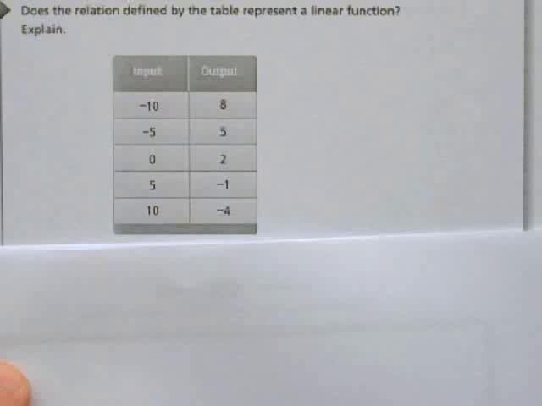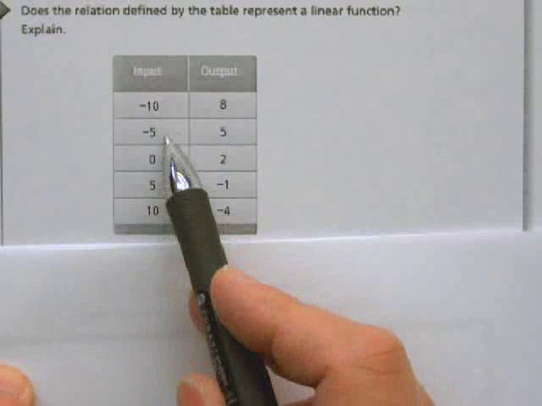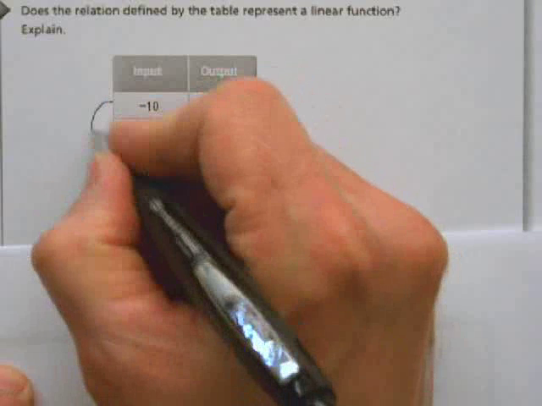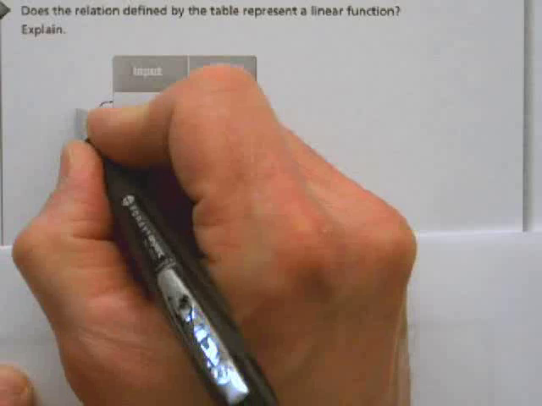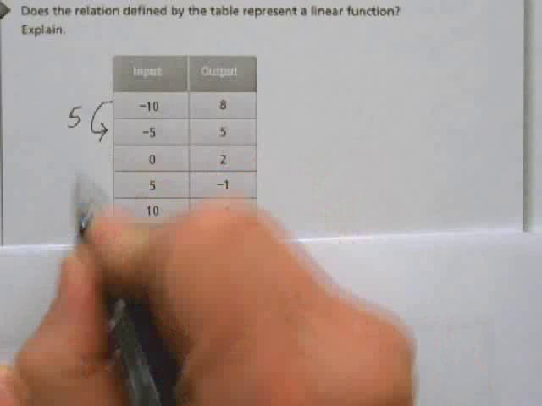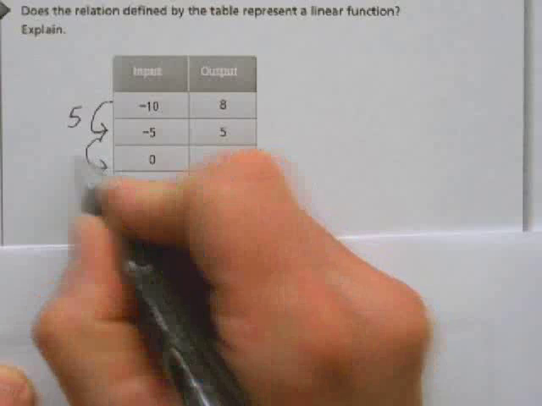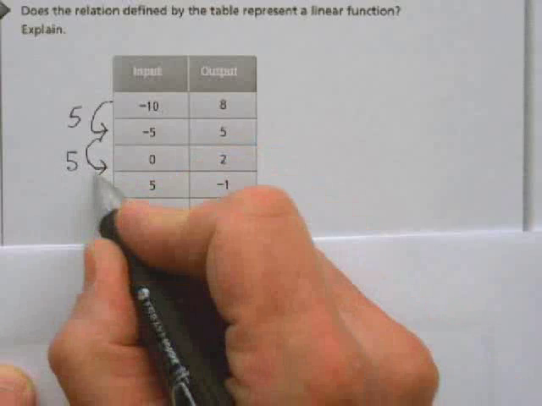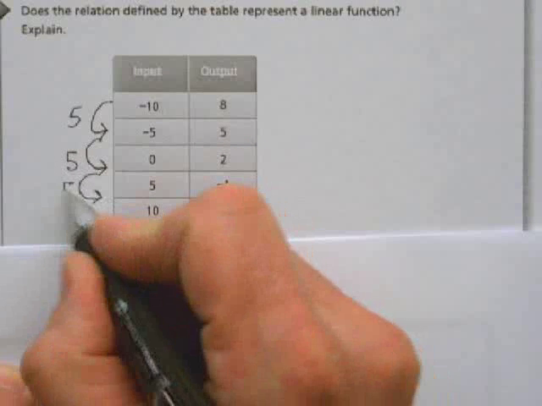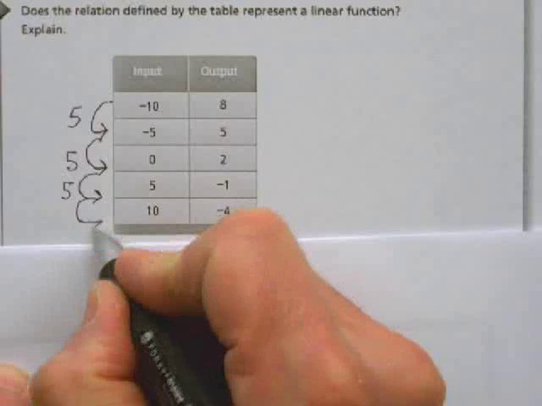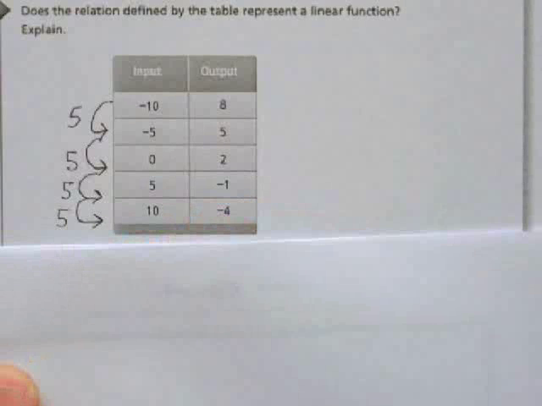I'm going to start here with my -10 to -5. Between these two points, this would be going up 5. -5 to 0, that would be another 5. And 0 to 5 is 5. I'm sure I'm tired of saying 5. And 5 to 10 is 5. All right, how about on our outputs?